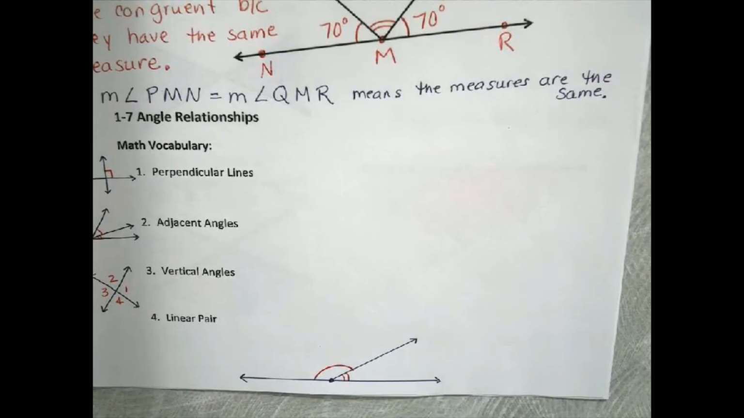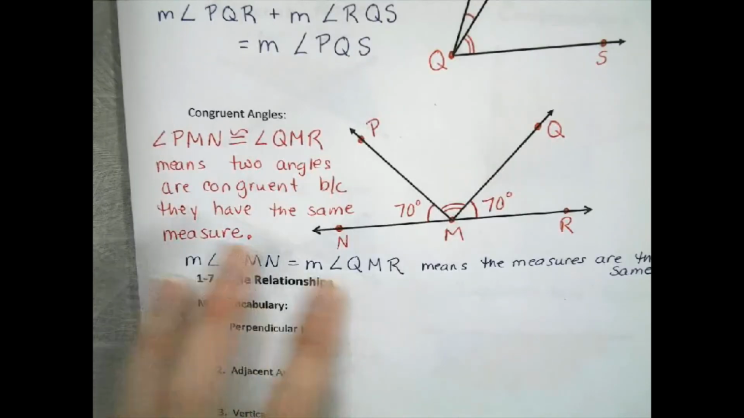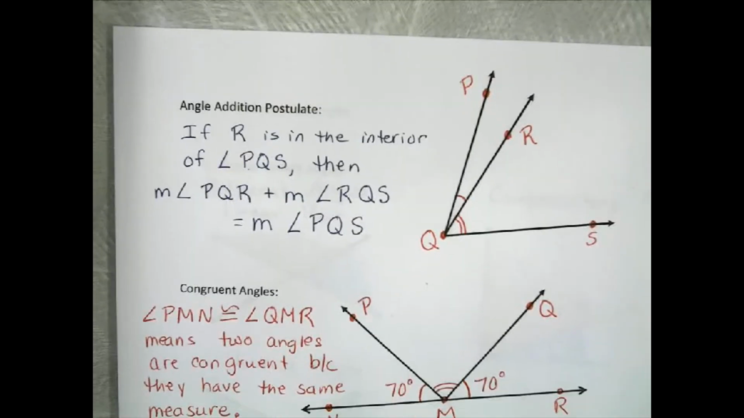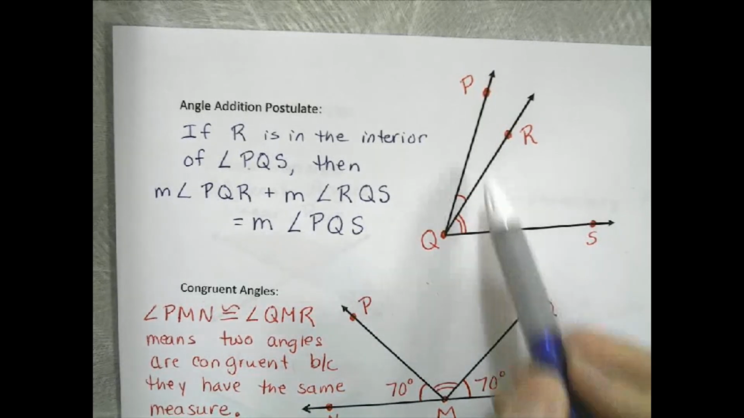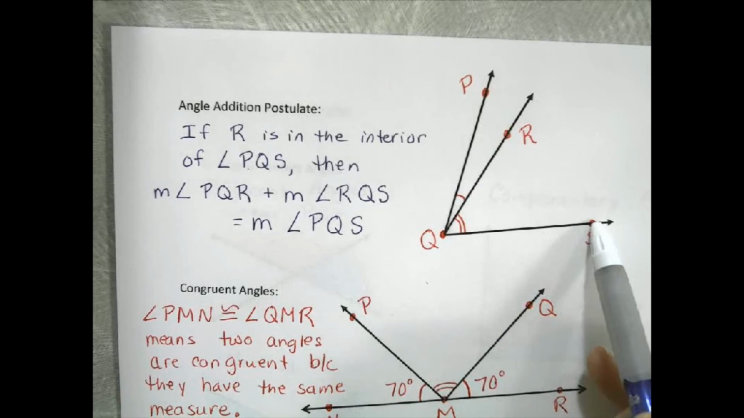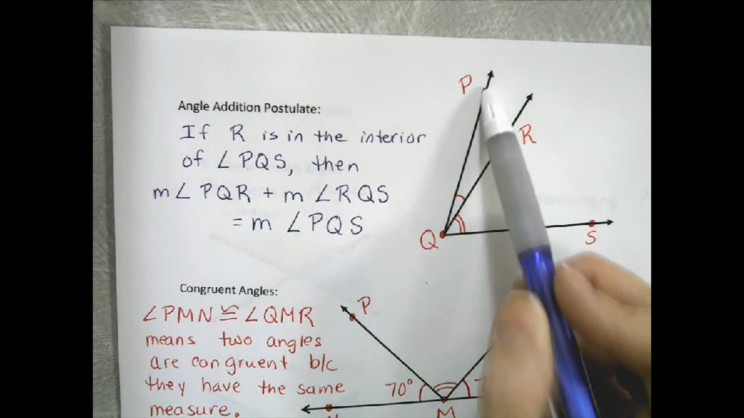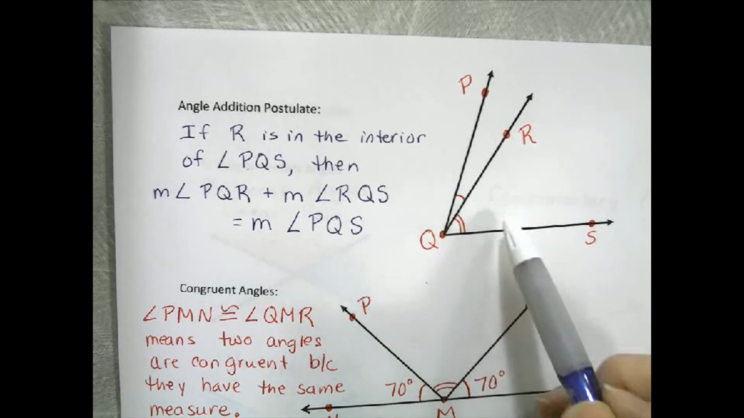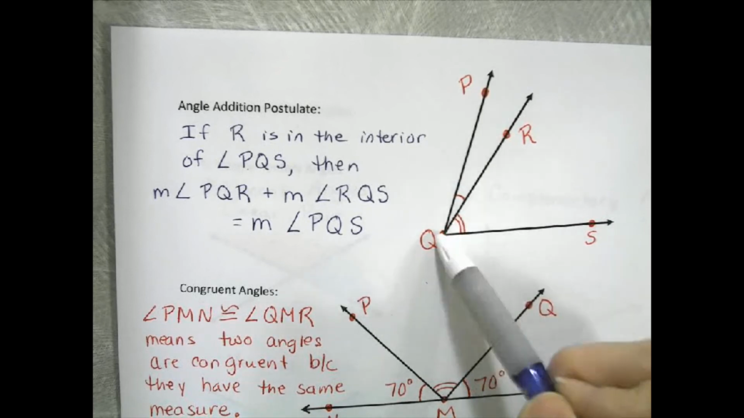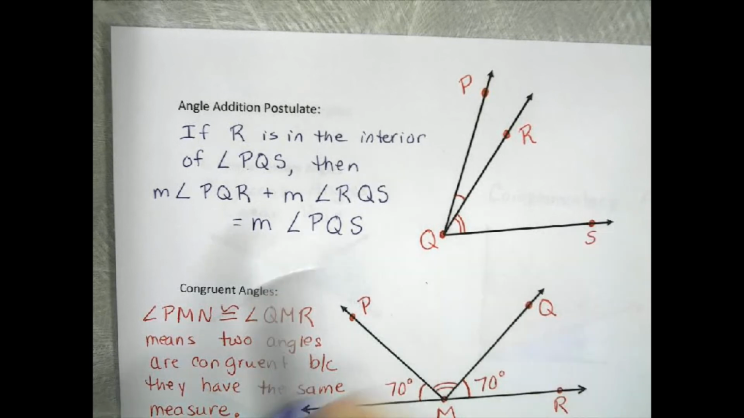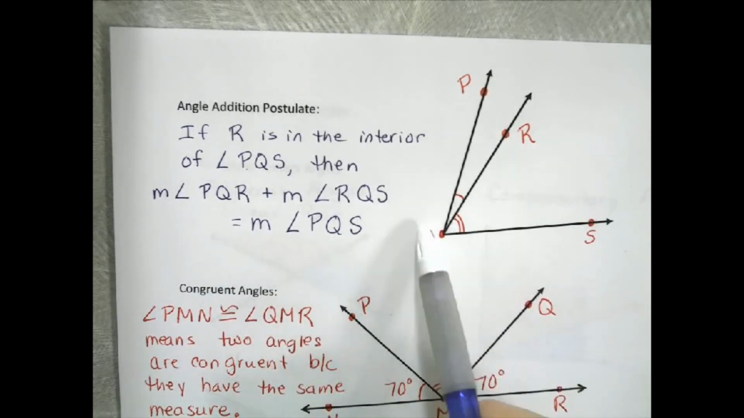Similar to the segment addition postulate, there's also an important postulate called the angle addition postulate. And it simply says that if we have an angle such as PQS, and R is a point in the interior, then the measure of angle PQR plus the measure of angle RQS equals the measure of the whole angle PQS. It's simply a postulate that allows us to add and subtract angles.